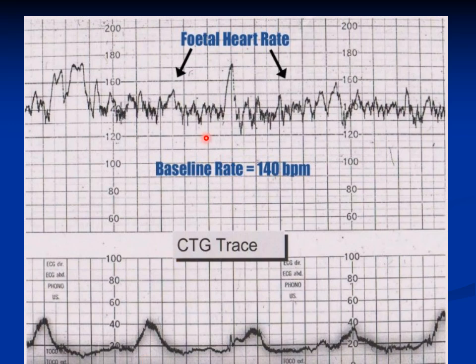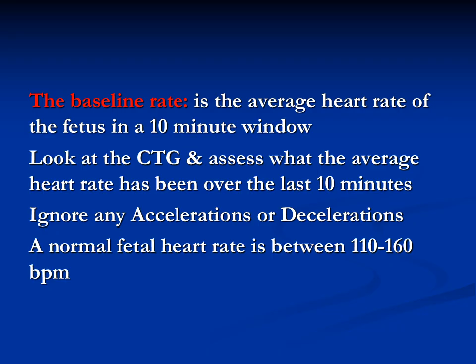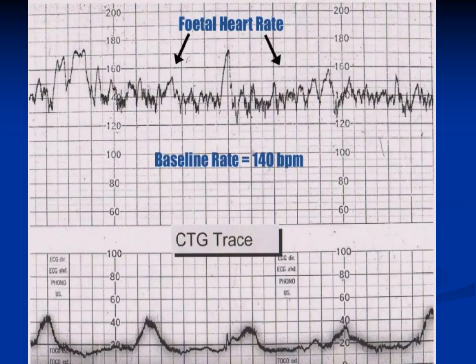Regarding the fetal heart, first you look for the baseline. This is the average over 10 minutes. You see here the average baseline is about 140. The presence of variability, the rising and coming down here, is the variability which indicates a healthy fetus. The presence of accelerations and absence of deceleration. The baseline rate is over 10 minutes as the average. Ignore any acceleration and deceleration. Normal baseline is between 110 and 160.